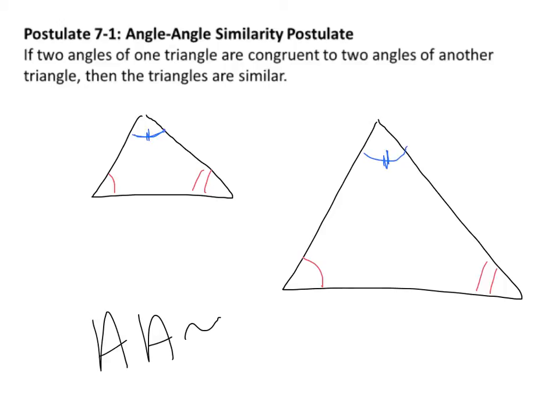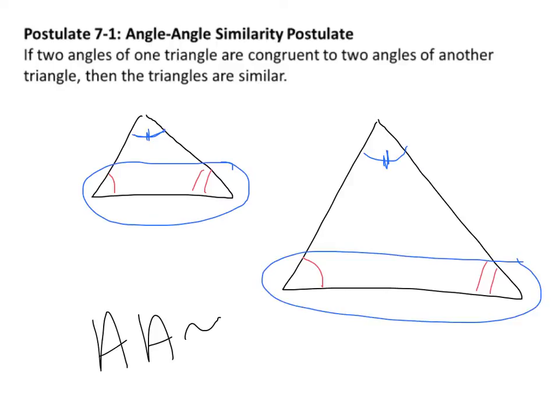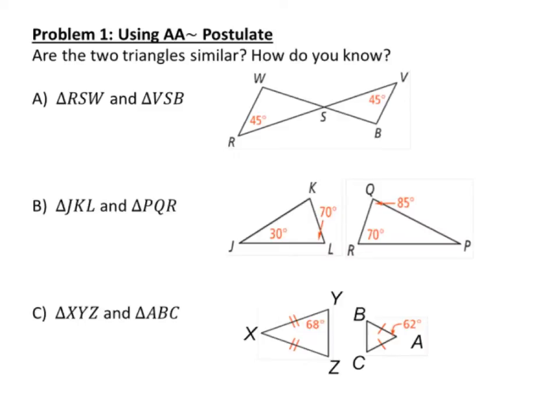And how do we know the third angle is congruent? Because 180 minus this amount will be the same thing as 180 minus this amount. Where do I get the 180? All the angles in a triangle add up to 180. So using the angle postulate.